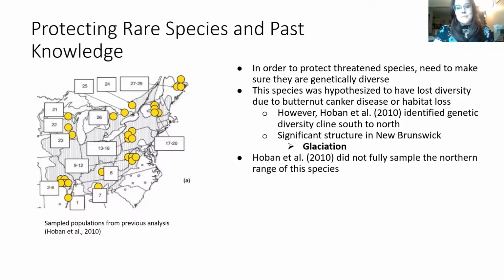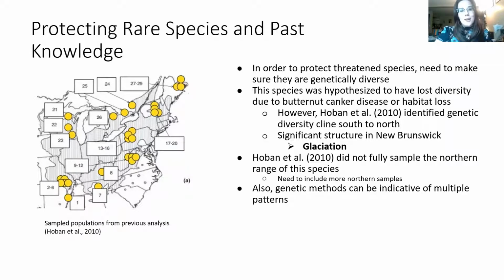However, Hoban et al. in 2010 did not fully sample the northern range of butternut. And in order to understand if its genetic diversity is truly reduced at its northern latitudes, we need to make sure it wasn't just due to the small population sizes that were included in the initial analysis.